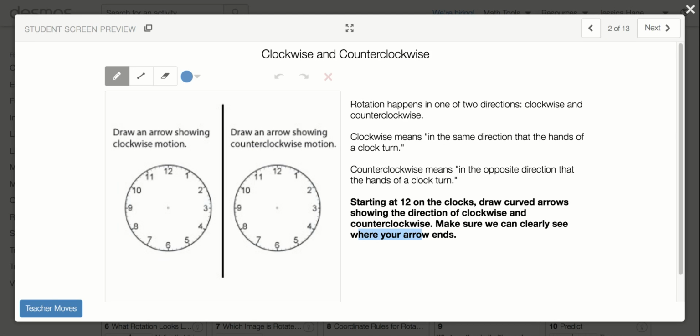So I'm going to start here. Clockwise goes in the order of the numbers. So 1, 2, 3, 4, 5, etc., all the way back to 12. So that's clockwise. And then counterclockwise is opposite that direction, going backwards. So 12, 11, 10, 9, 8, 7, 6, 5, etc. And what's difficult about geometry is that the coordinate grid is not set up with quadrants that go clockwise. They go counterclockwise. So that's why it's very important to know which one we're talking about.